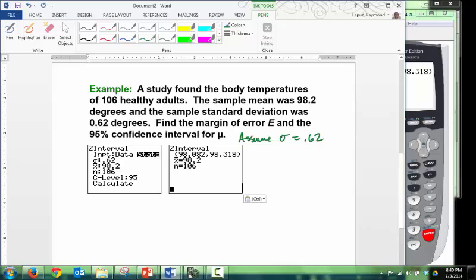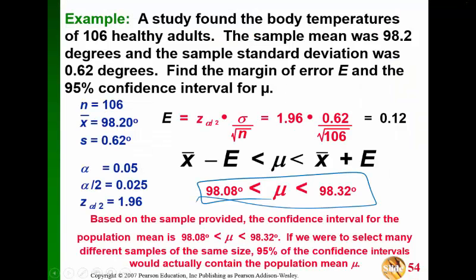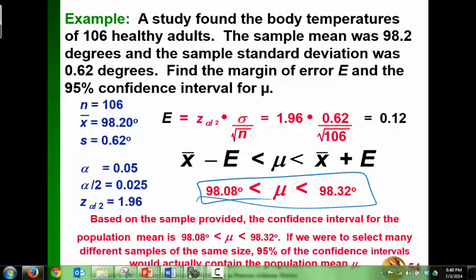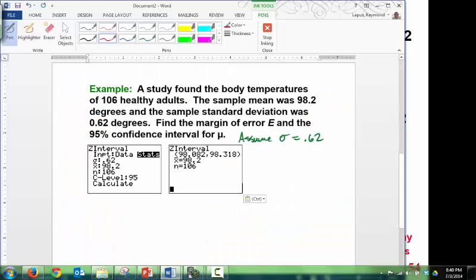So there it is. And the only other step that I'd like you to take is to write it in interval notation. So the interval notation, I think, was 98.08 less than mu less than 98.31 or 32. Let's put 98.32.